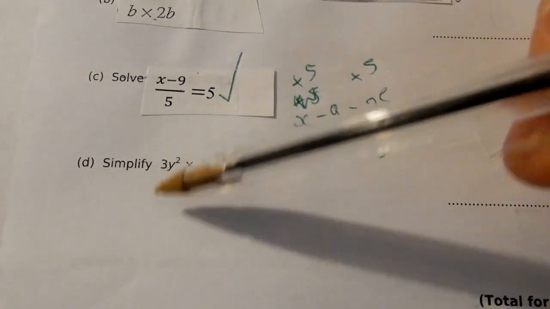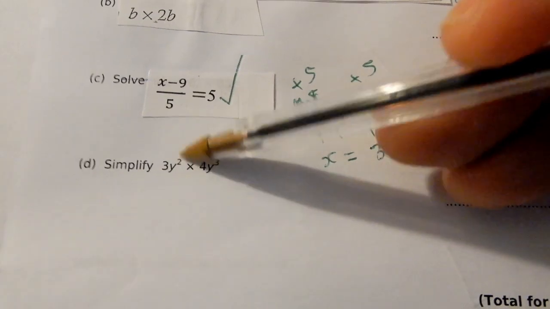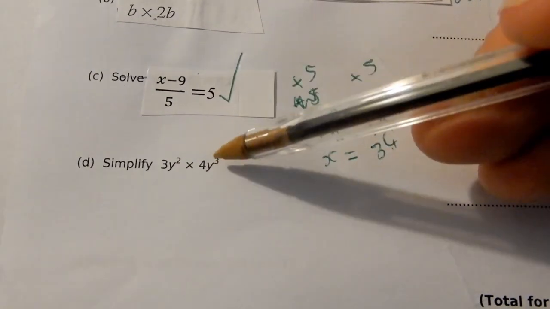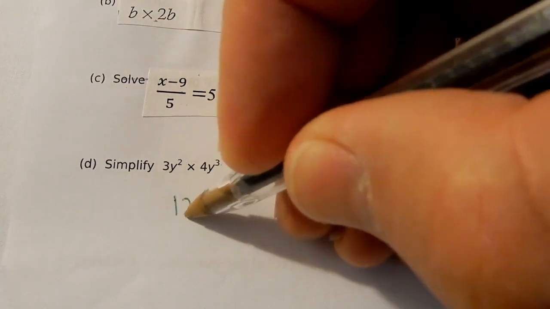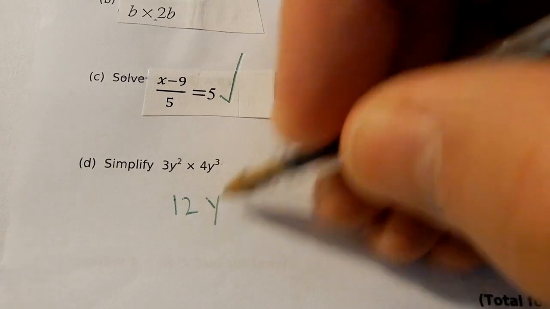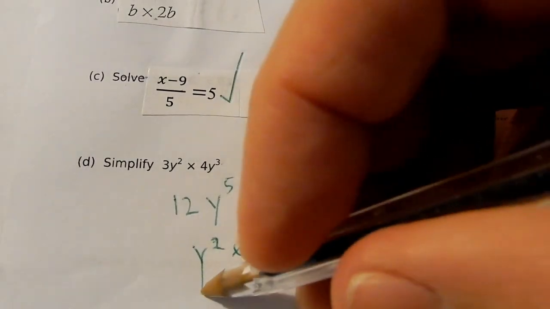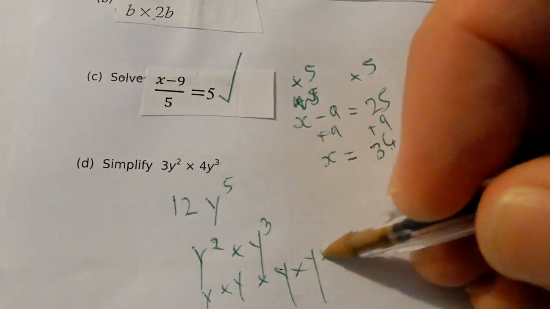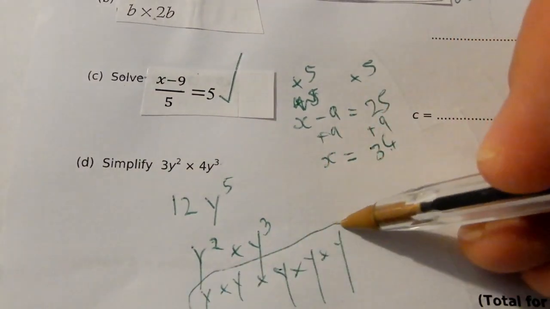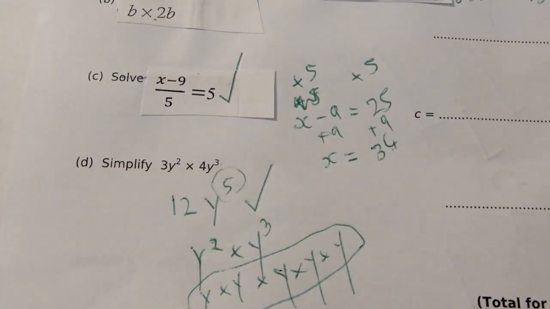Simplify 3y squared times 4y cubed. Okay, 3 times 4 is 12. Squared times cubed is y to the 5th. Why is it y to the 5th? y squared times y cubed is y times y times, and then 3 of them, y times y times y. So there you can see that's why it's y to the 5. Good. Okay, next one down.